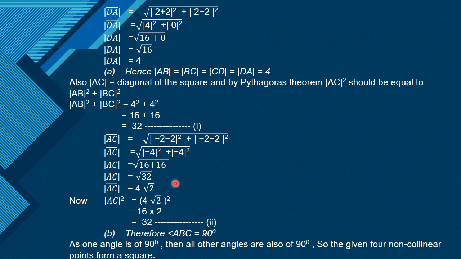Now students, as you know, the side opposite to the right angle in a right angle triangle is the hypotenuse. So if we have proved that the side opposite to the angle is the hypotenuse, we can say that angle ABC is 90 degrees. As one angle is 90 degrees, all the angles are also 90 degrees. So the given 4 non-collinear points form a square.